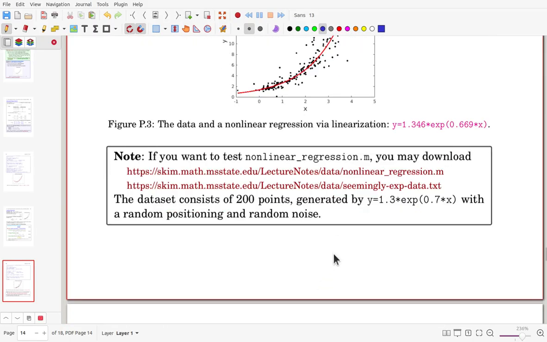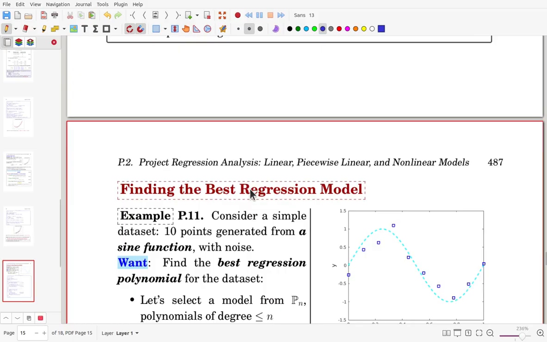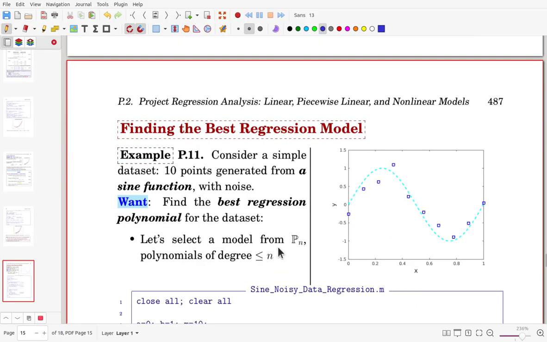For the above data set and program, you can download them. Okay. Now let's go to our main subject, finding the best regression model. So we begin with an example.